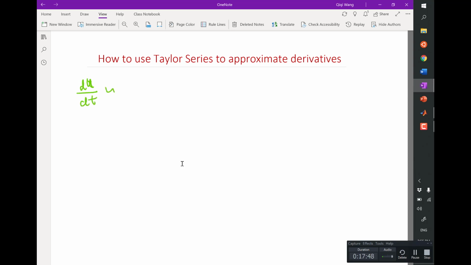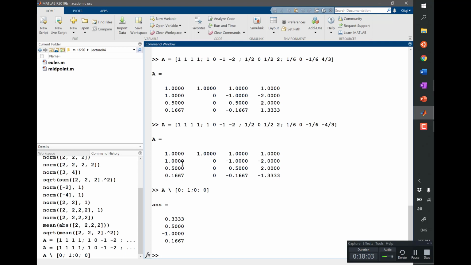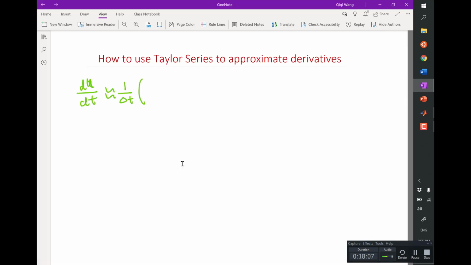dt is going to be approximately equal to, I'm going to write 1 over delta t here, because all the coefficients I derived is c times delta t, right? Which means c is going to be all of these numbers I got in MATLAB divided by delta t. So the first is a third. It's going to be a third of u at t plus delta t.